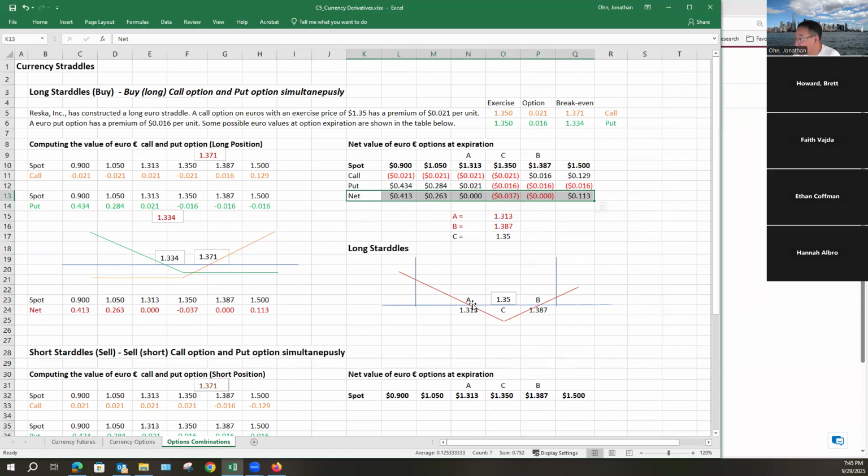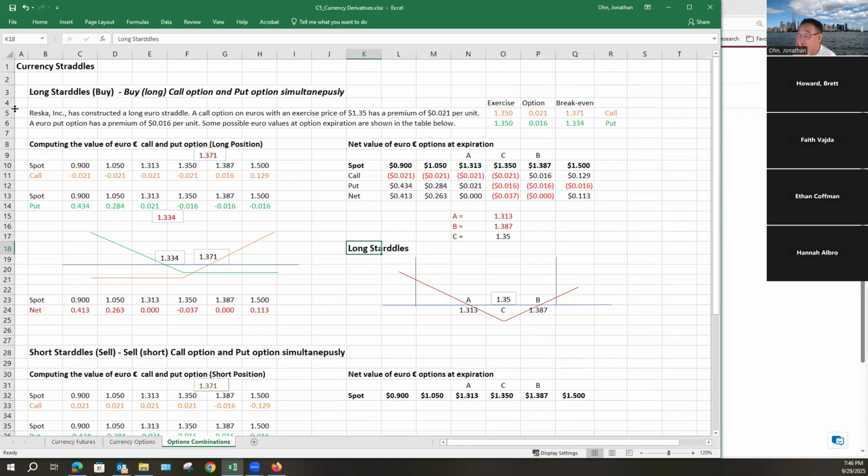413, 263, and 0, and minus 0, and 113 there. What do you see there? You see a straddle, right? But this shape of straddle is called a long straddle because it came from the combination of buying a call option and a put option. Yeah. All right.